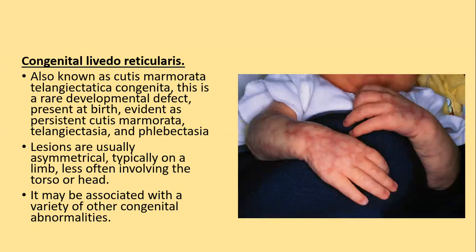Then congenital livedo reticularis is cutis marmorata telangiectatica congenita, a rare developmental defect present at birth, evident as cutis marmorata, telangiectasias, and phlebectasias. Lesions are usually asymmetrical, typically on a limb, less often torso or head. And it is associated with a variety of other congenital abnormalities.